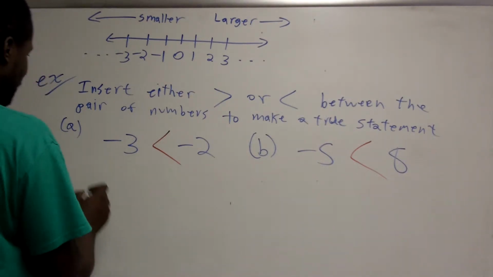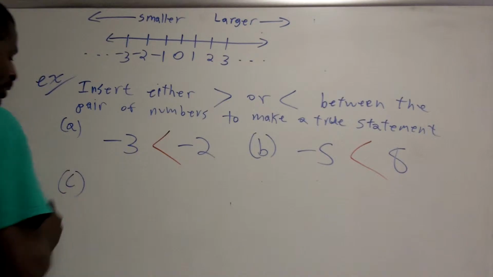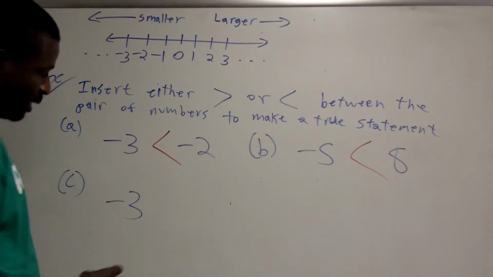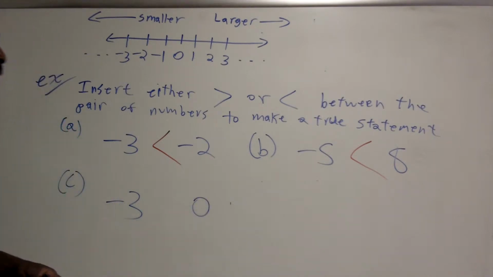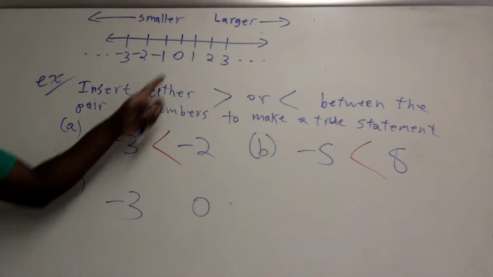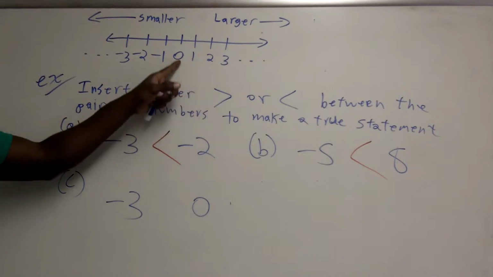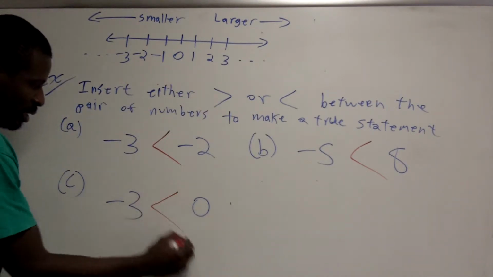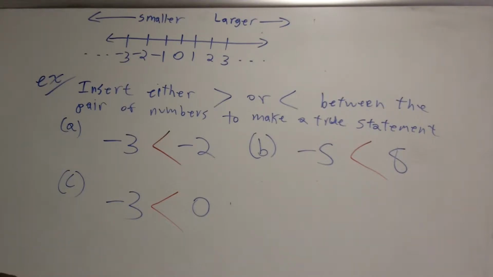And let's try the last problem here. Part C, -3 and 0. For this particular problem, 0 is the line that divides the negatives from the positives. So 0 is smaller than any positive number, but bigger than any negative number. So in this case, the symbol is also less than.